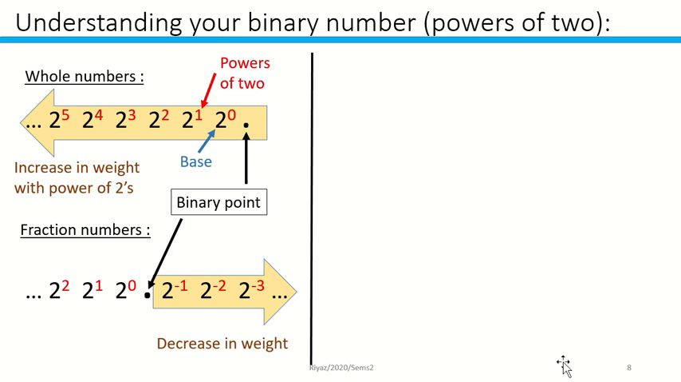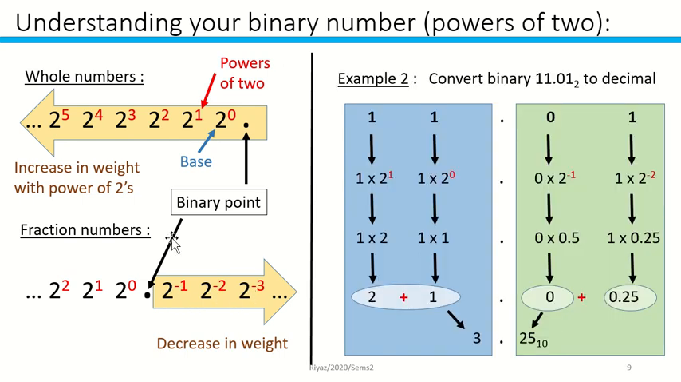Let's understand the binary numbers, which are powers of 2. In a whole number, you have 2 to the power of 0, 2 to the power of 1, 2 to the power of 2, and so on. This is the binary point over here. Under the fraction numbers, you're going to have 2 to the power of -1, 2 to the power of -2, and 2 to the power of -3. So this is an example.